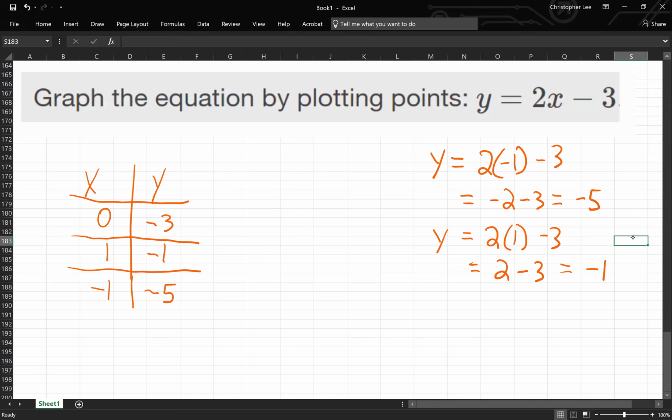Another way to also think about that: you have 2 minus 3. You can do the opposite of +3, which would be plus -3. So 2 plus -3, that's -1. That's another way to think about it as well. All right.